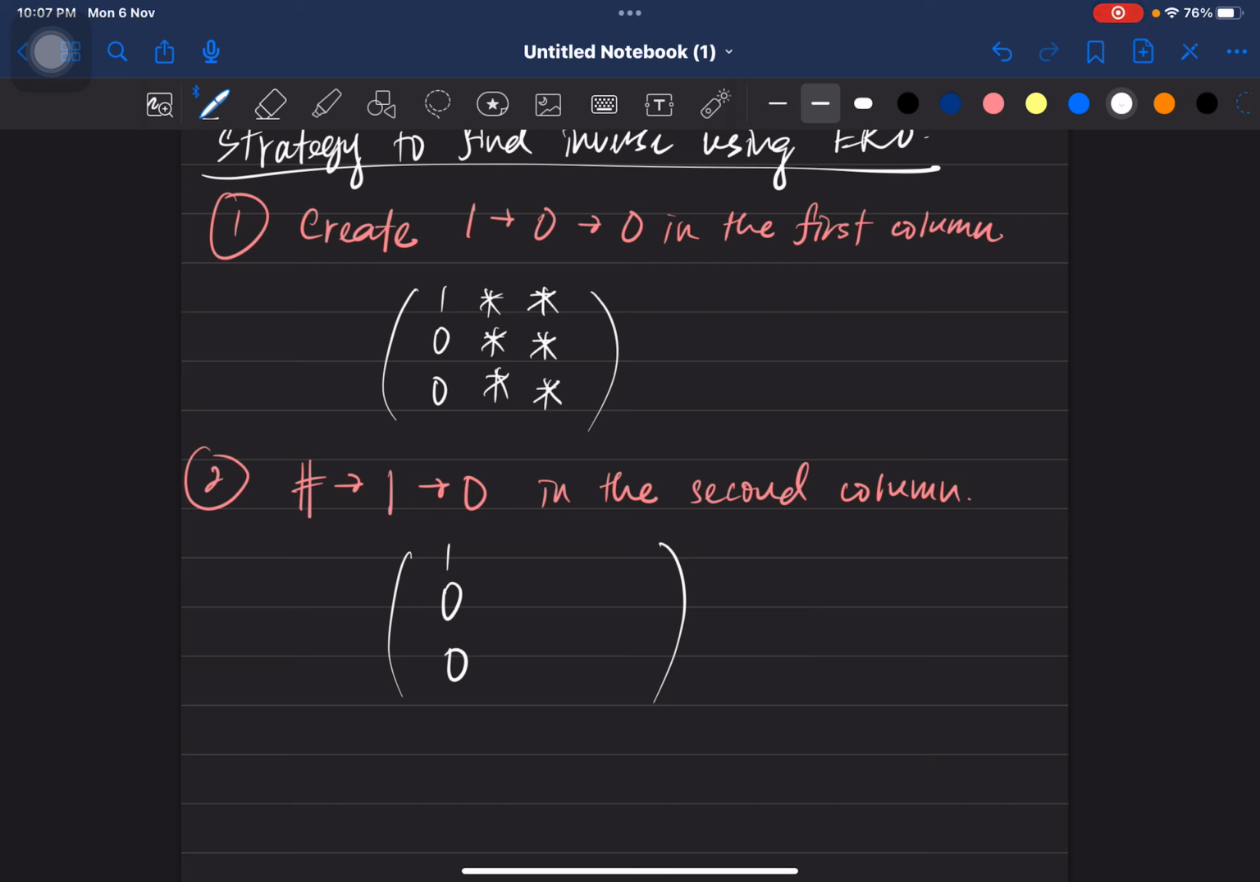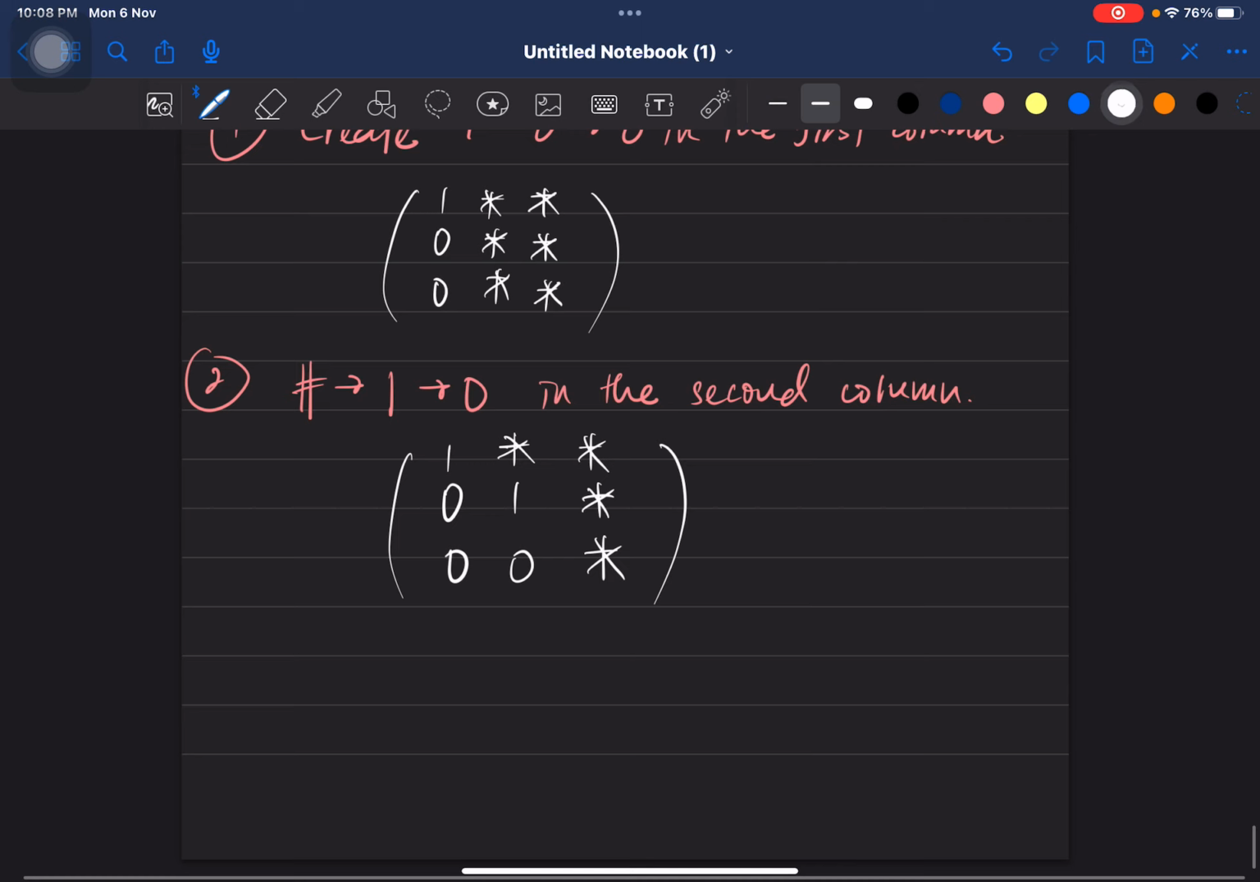And then here we will get a star, which means any random number. I don't care any number that I get, 5, 7, 9, I don't care. I just know that in the second step I need to get 1 in the middle and 0 at the bottom for the second column. I don't care about the other number. I just need to get 1 in the middle, 0 at the bottom in the second column.